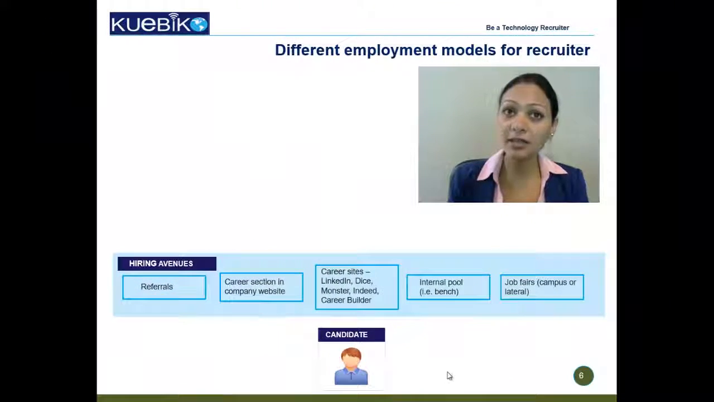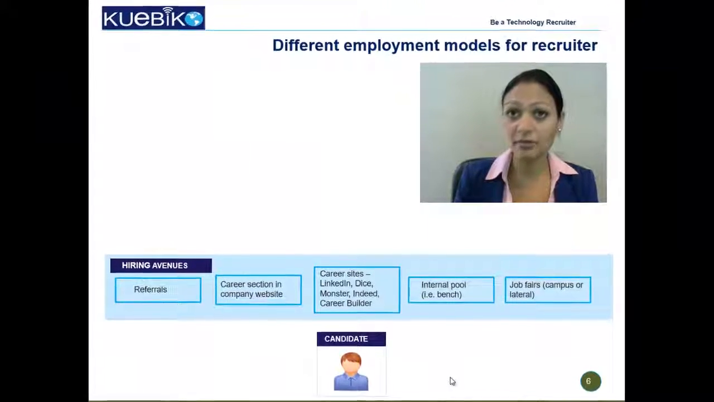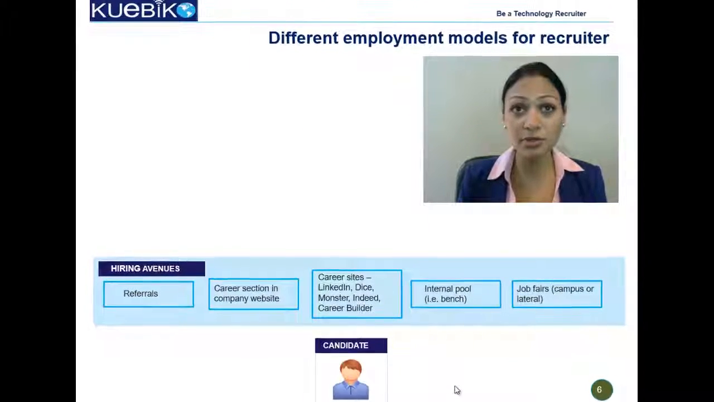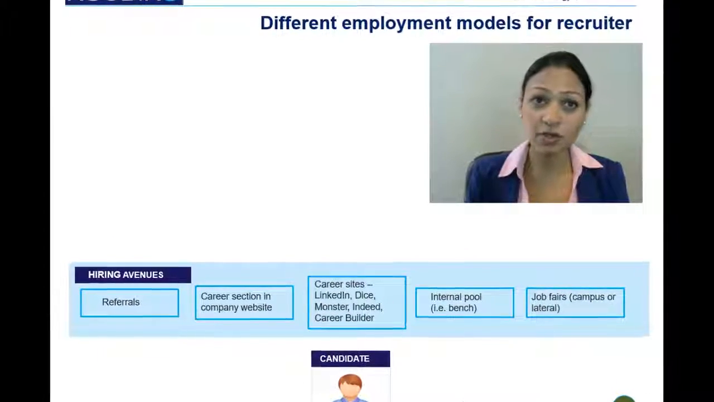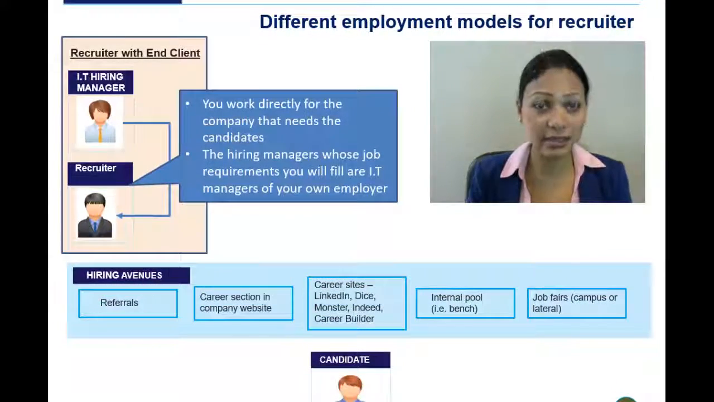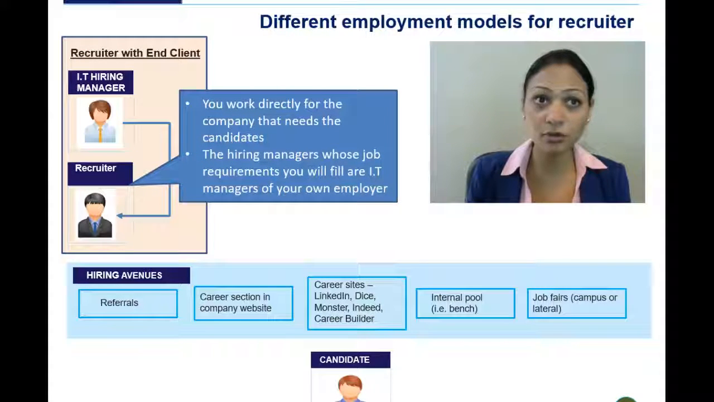There are different levels at which you can work as a recruiter. The websites and other recruiting tools you use will remain the same regardless of your employment mode. The first way is being a recruiter for an end client. For example, if you're a recruiter for Morgan Stanley or Google or Verizon Information Technology Department, here you look for candidates for your own employer and directly work with the hiring manager who also works for the same employer.